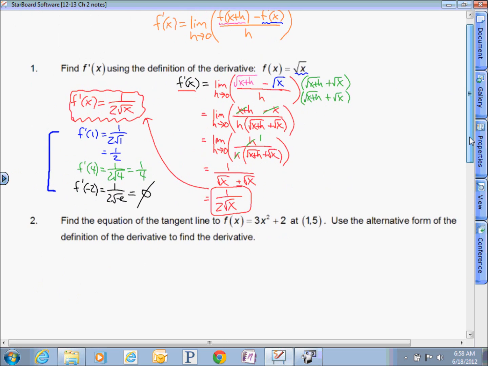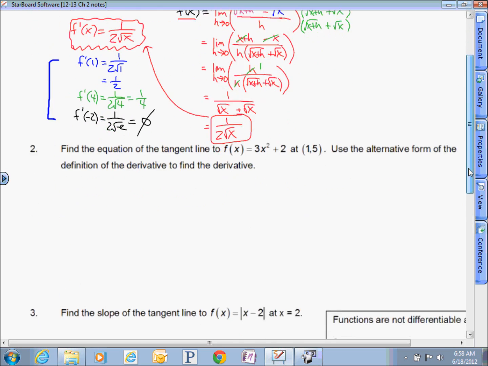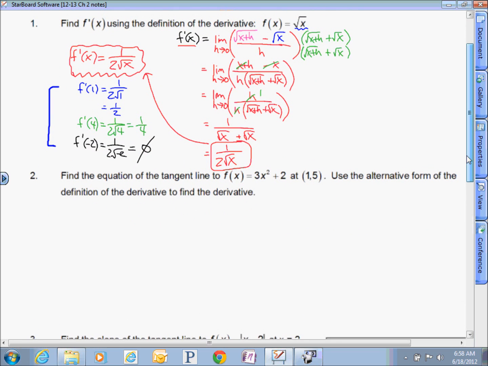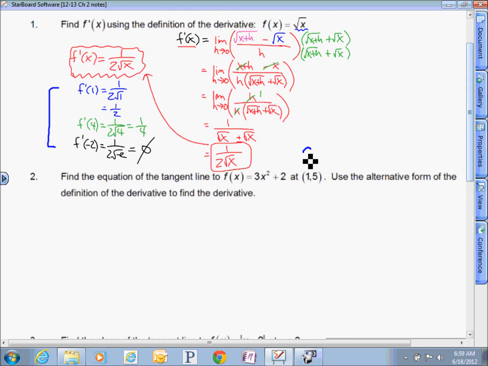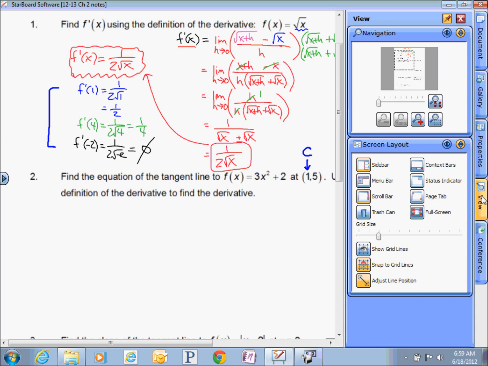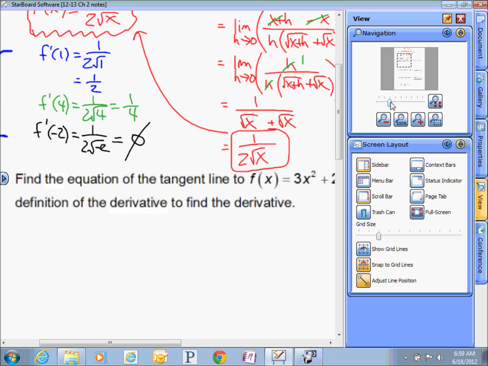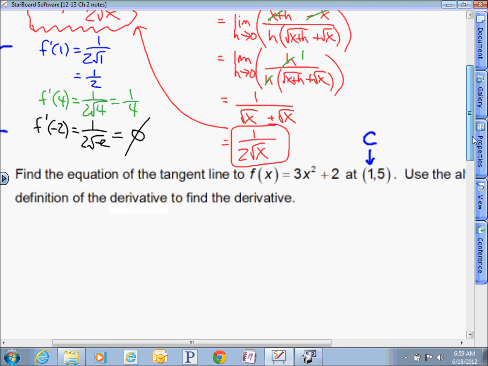So again, I'm going to contrast this with problem number 1 up here. I'll come back and do that in a second. Actually, maybe I'll leave it so you can see it. Find the equation of the tangent line to this function at the point 1, 5. So our c value that we're talking about is 1. Use the alternative form of the definition of the derivative. So let's write that part down first. And again, I'll give myself some more room to work here so that I can kind of see it.